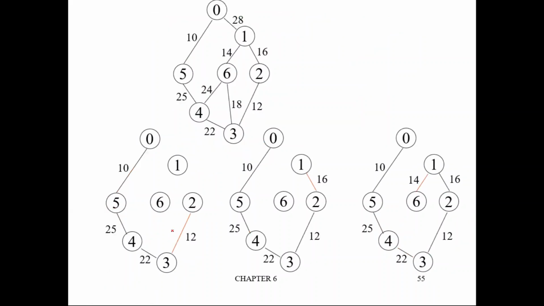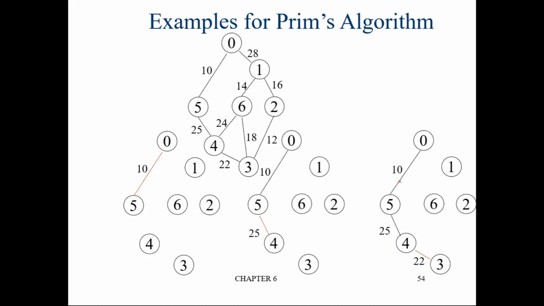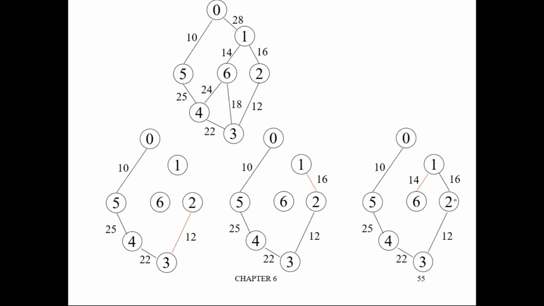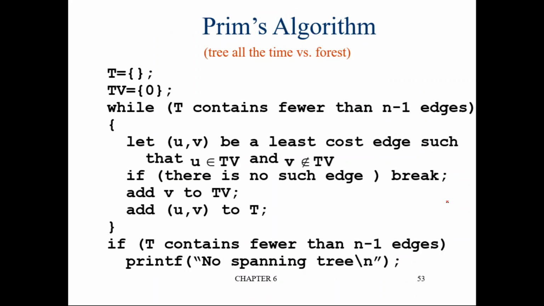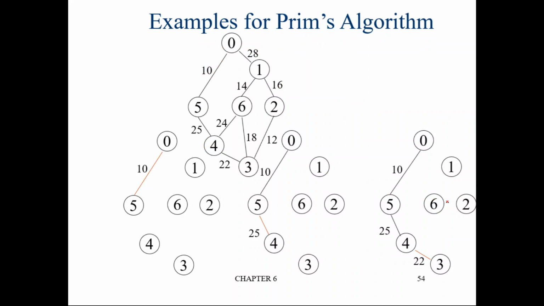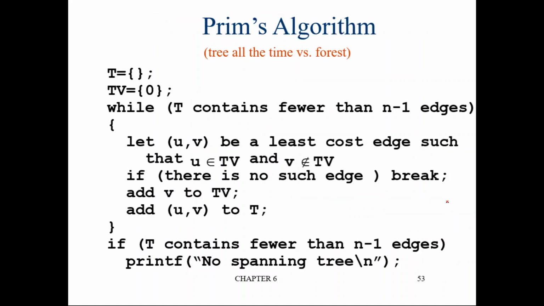I think you are able to follow. This is the final spanning tree that we get, okay, by following Prim's algorithm. Now how are we going to implement it? So the implementation part is quite similar to Kruskal's algorithm with a little change.